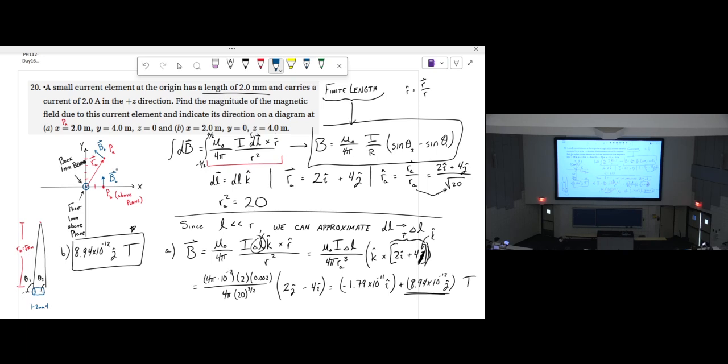Mu naught, the definition of mu naught, is equal to 4 pi times 10 to the minus 7. And I don't remember what the units are of that right now. It's permeability of free space. It's like Tesla per meter squared time per amp meter squared or something like that.